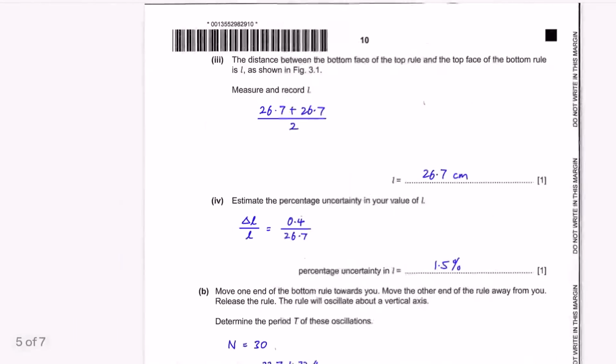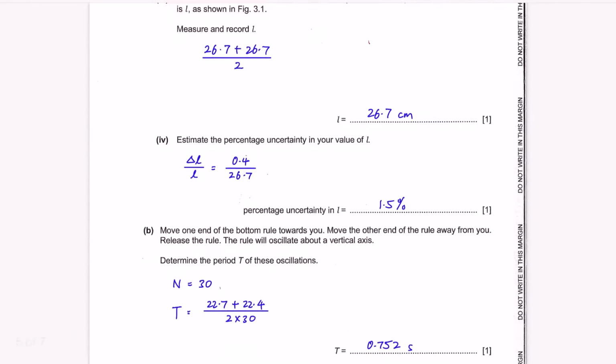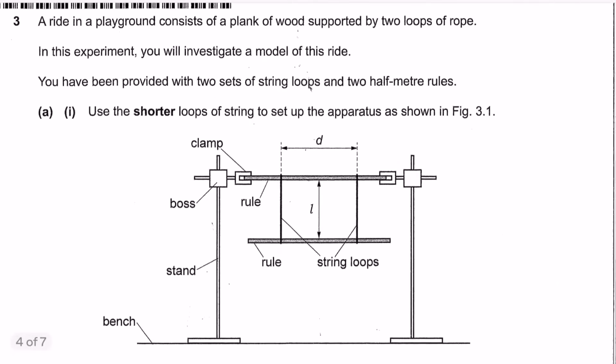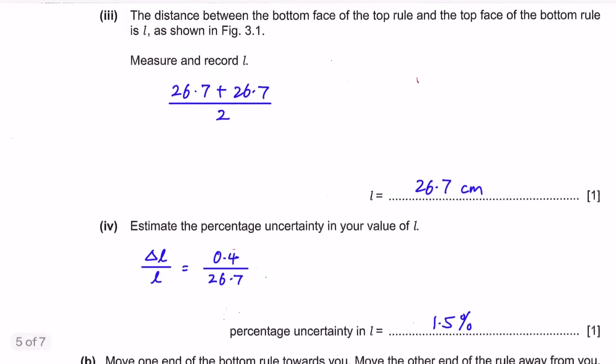Let's check the other parts of the paper. See here? You are made to estimate the percentage uncertainty of L. So again, don't write 0.1, yeah? I write 0.4 here. Why? Because you can see this measurement of L is actually more problematic than the measurement of D. It's not easy to make sure the distance between these two rulers is always constant. It's not easy to hang two rulers perfectly horizontally, especially this one. So because of that, I think this deserves a larger uncertainty. That's why I write 0.4 here.